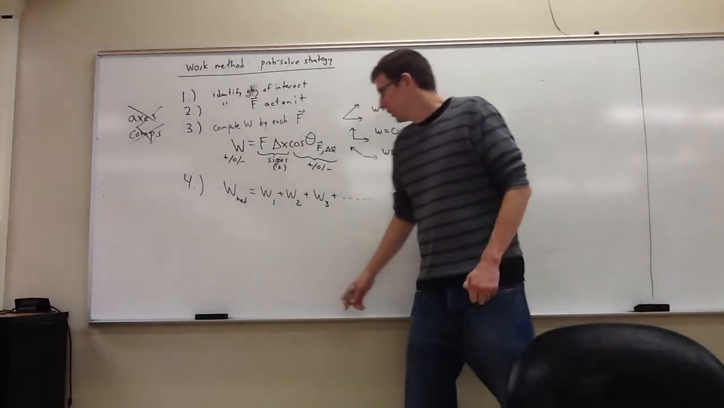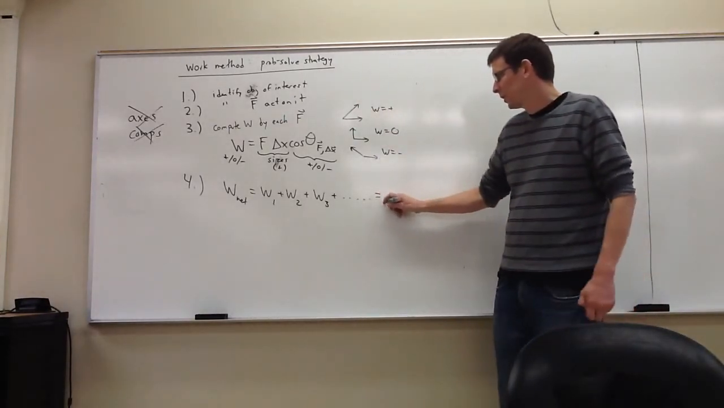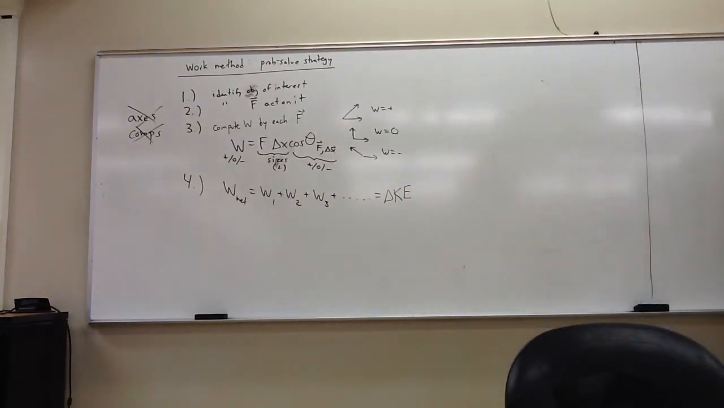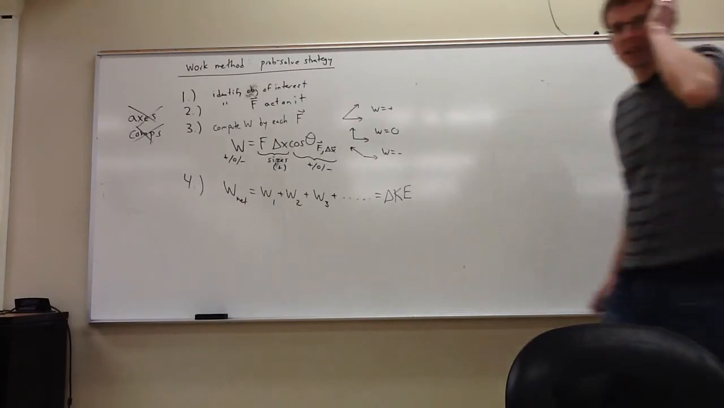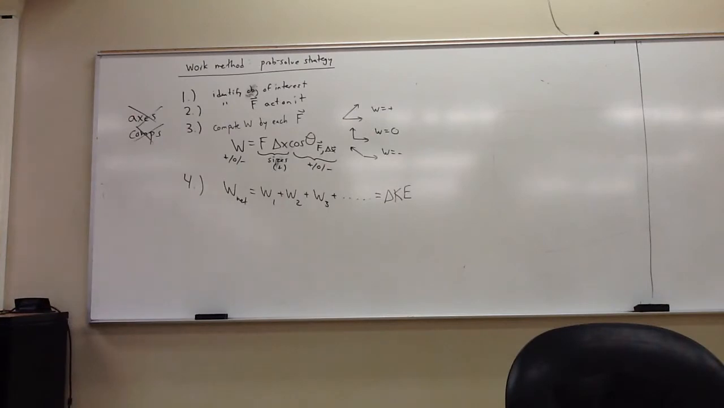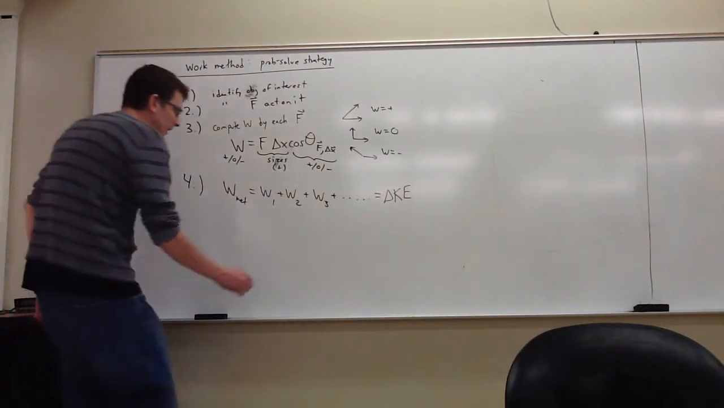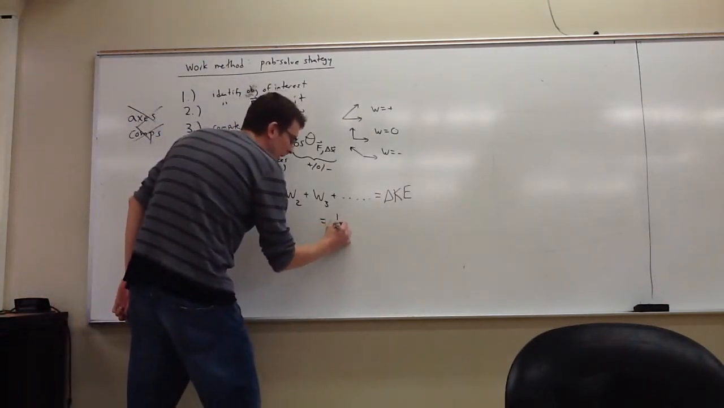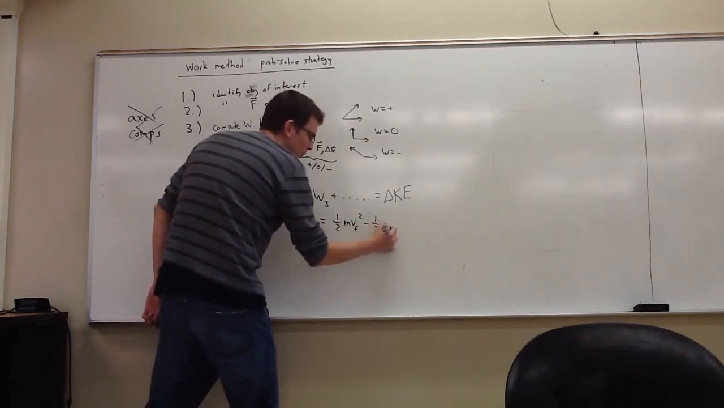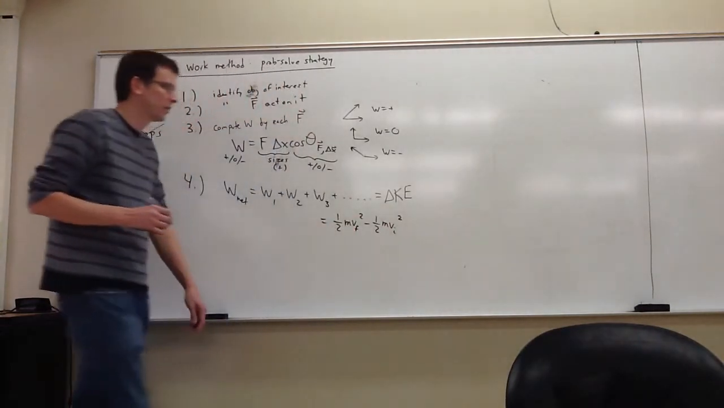Now, the work-energy theorem tells us that the net work will tell us the change in kinetic energy of the object. Kinetic energy, just to remind you, is 1/2 mv squared. So this is 1/2 m v final squared minus 1/2 m v initial squared.